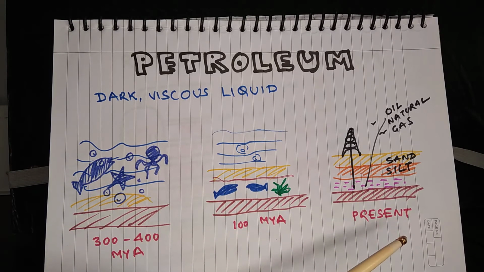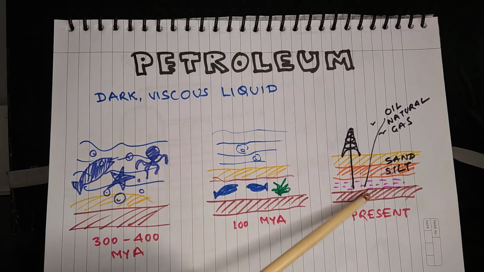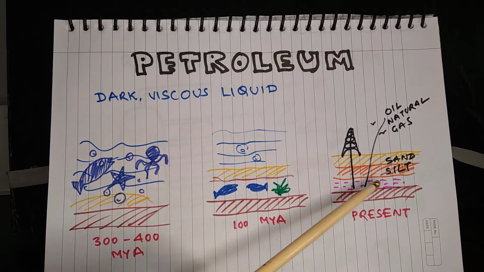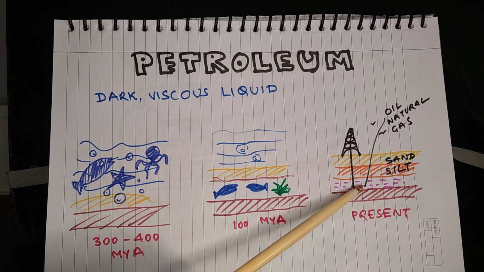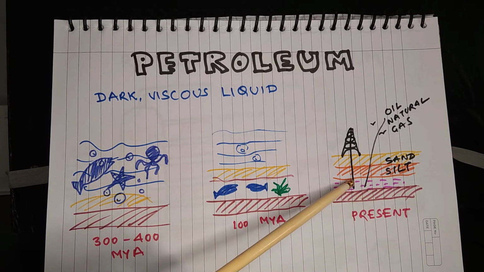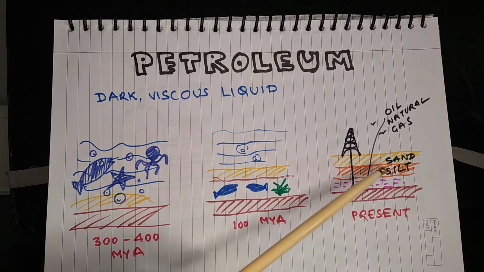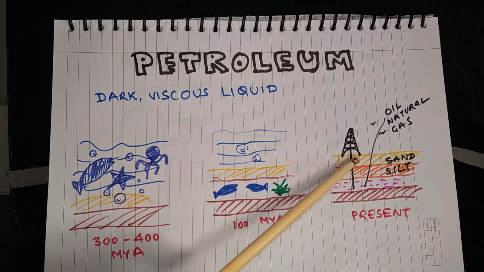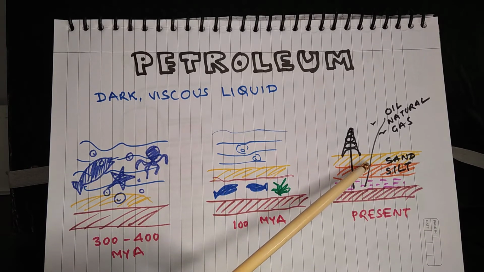This diagram shows the current situation. So this is the bed of the ocean. There is a more or less porous layer in between, and after that above it there is a layer of sand, silt and rock.